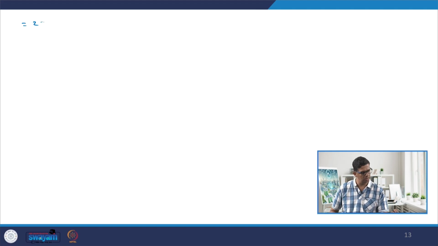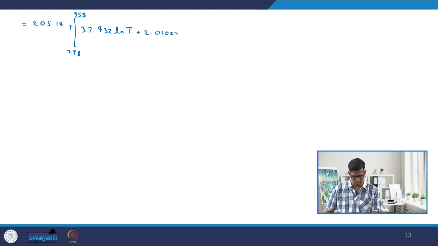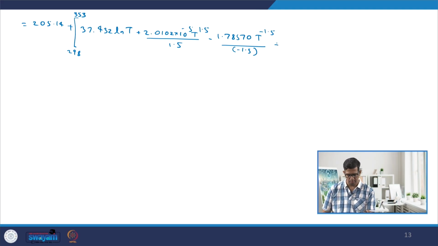Let's move on to the next slide. This is 205.14 plus, from 298 to 353, 37.432 ln of T plus 2.0102 into 10 to the power minus 5 T raised to 1.5 by 1.5 minus 1.78570 times T to the power minus 1.5 by minus 1.5 plus 2368800 times T to the power minus 2 by minus 2.